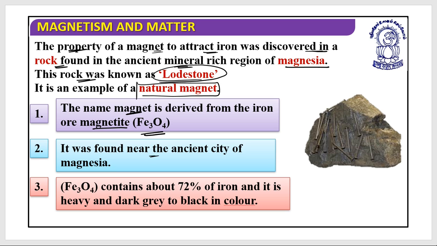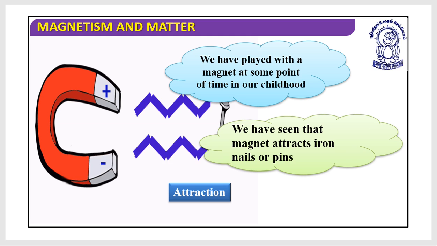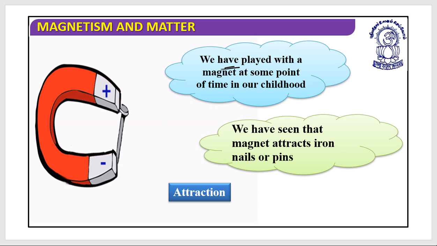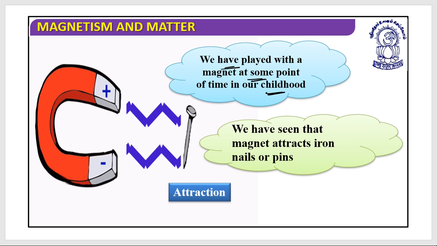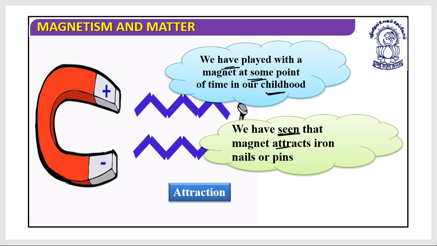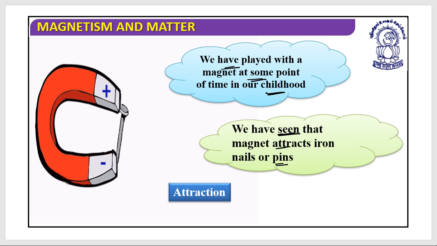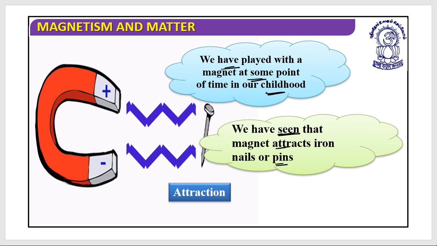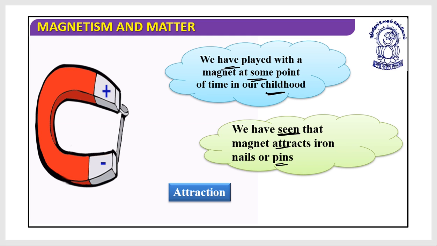Fe3O4. It was found near the ancient cities of Magnesia, and Fe3O4 contains about 72% iron, and it is heavy and dark gray to black in color. We have all played with a magnet at some point of time in our childhood, and we have seen that a magnet always attracts iron nails or pins. This graphic represents a magnet attracting an iron nail.